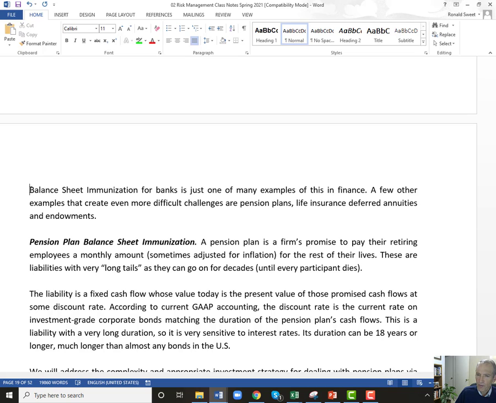Now, we can look at other entities: pension plans, life insurance companies, especially the deferred annuities, and endowments. We are going to spend quite a bit of time here talking about pension plans. Now, I realize pension plans don't really exist anymore. Most firms have shut them down, but they're a great example of balance sheet immunization, and they do still exist, maybe for older employees.